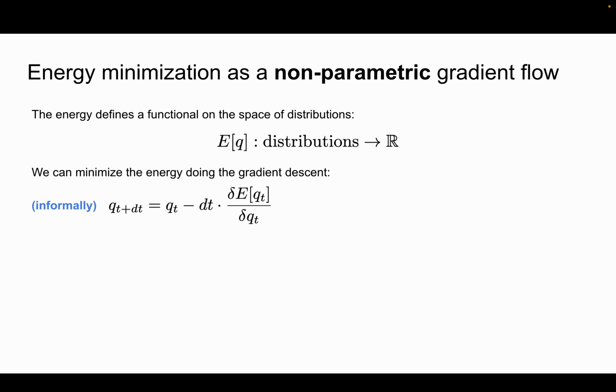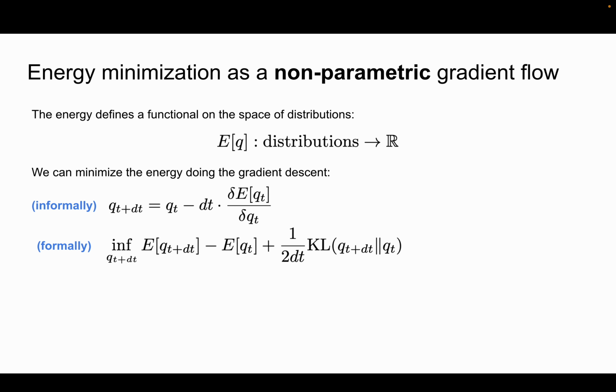We can informally say that we just want to perform the gradient descent. That is, the next distribution we can get simply as the previous one, where we subtract the gradient of the energy functional. Formally, we can say that the next distribution is defined by the minimizing movement scheme. That is, it minimizes the energy, and also it minimizes some notion of proximity to the previous distribution, where the notion of proximity here is the KL divergence.